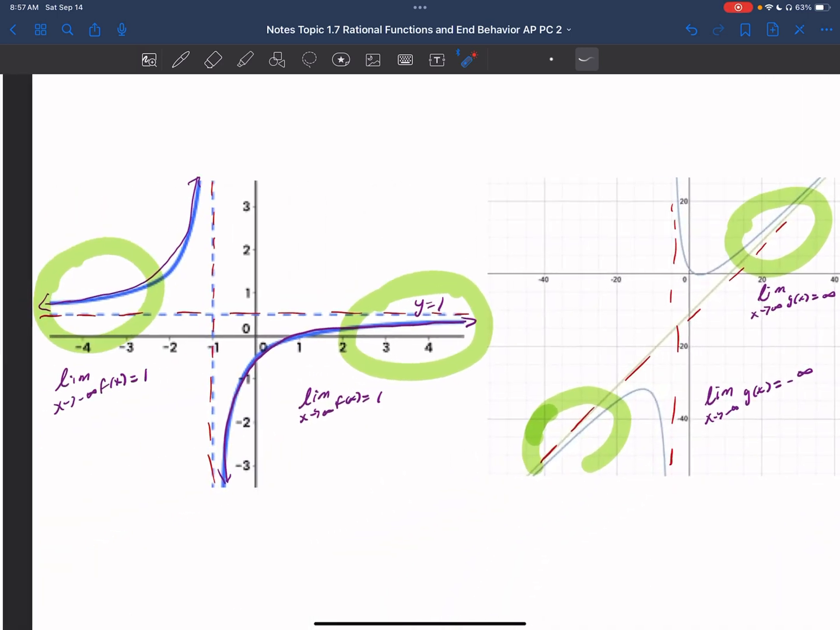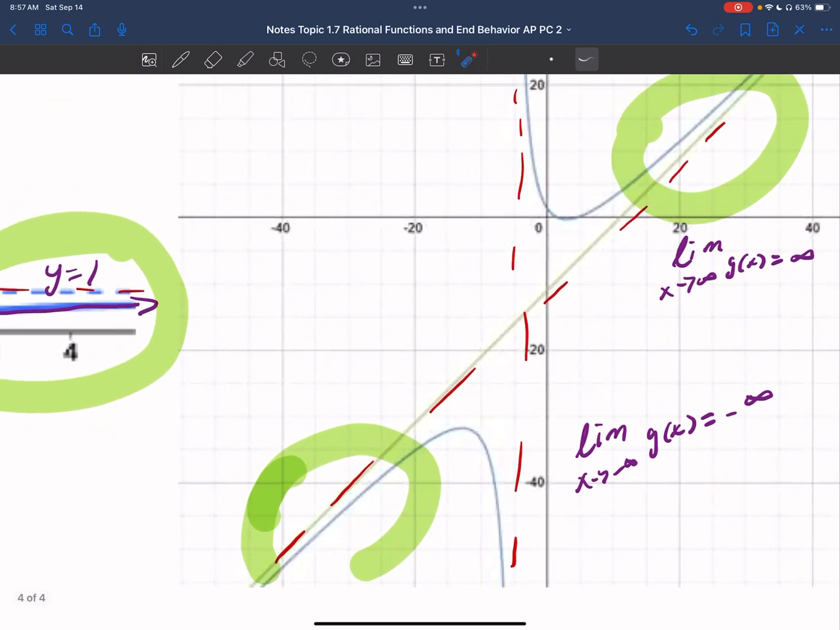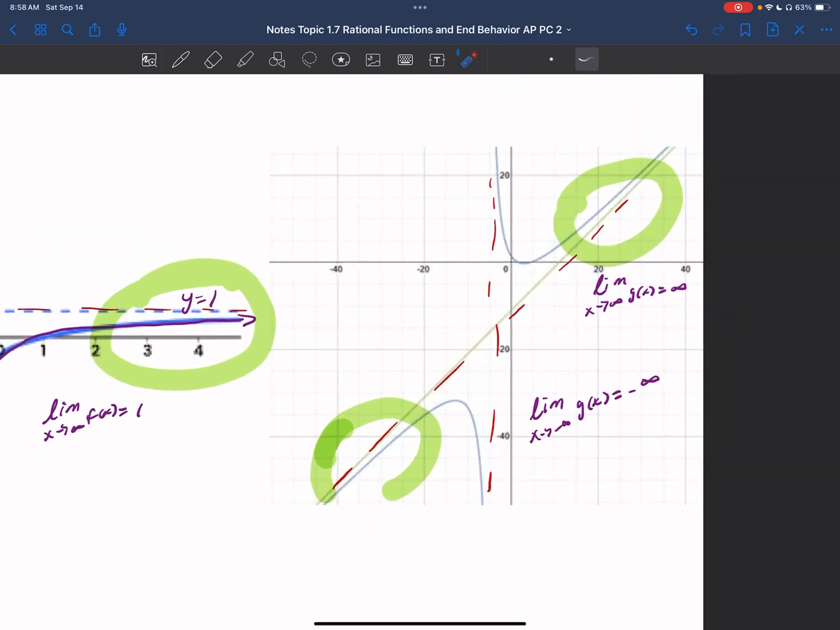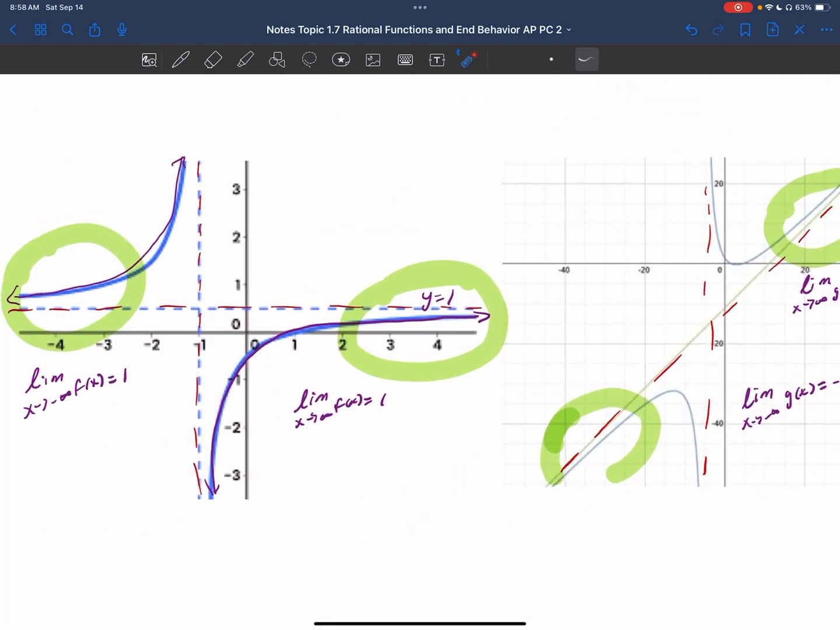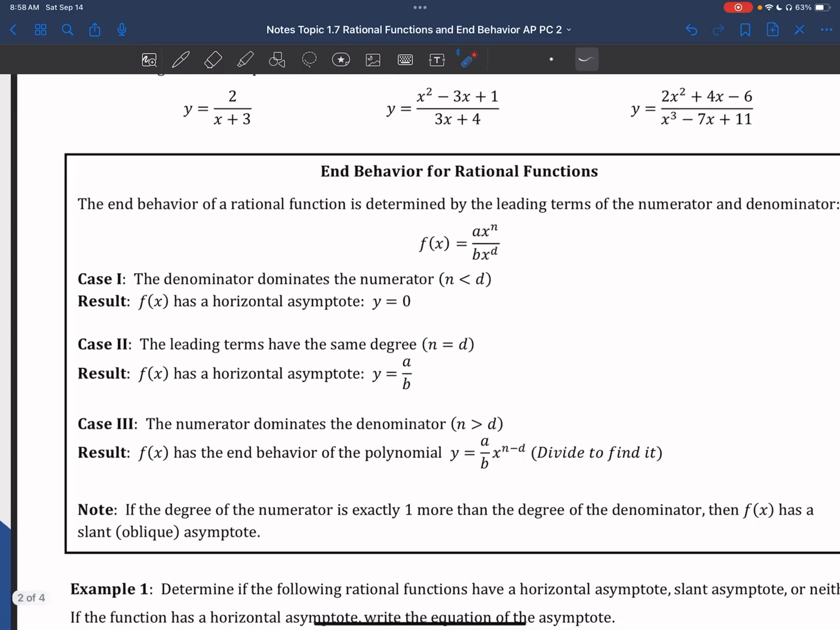So keep in mind, if you have a horizontal asymptote, all you have to do is find the horizontal asymptote, and then you automatically have the limits. If you don't have a horizontal asymptote, your answers will always be either positive infinity or negative infinity, depending on what way the graph is behaving. We will talk a little bit more about this case during the lesson, but those are some important things to remember. Okay, so back to our lesson.